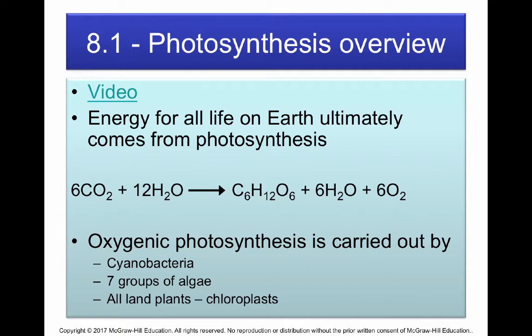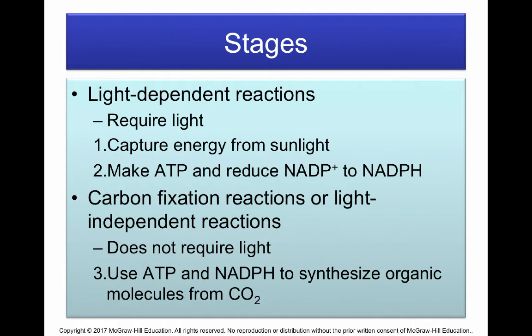But oxygenic photosynthesis is carried out by the majority of autotrophs. So cyanobacteria, which we find in our aquatic ecosystems, 7 of the groups of algae produce oxygen through photosynthesis, and then all of our land plants that contain chloroplasts also produce oxygen through photosynthesis.